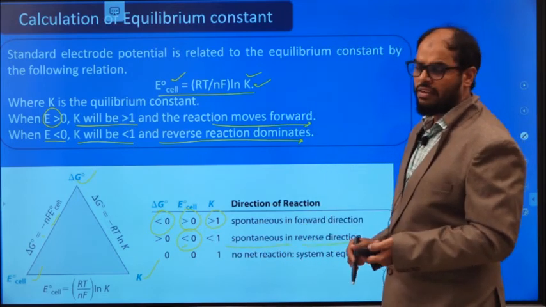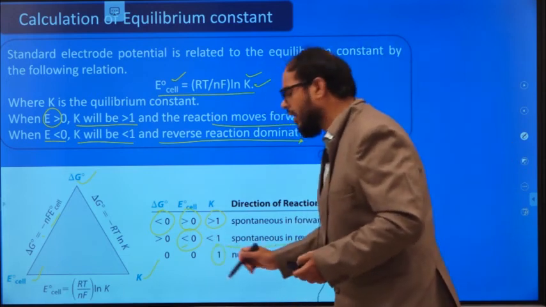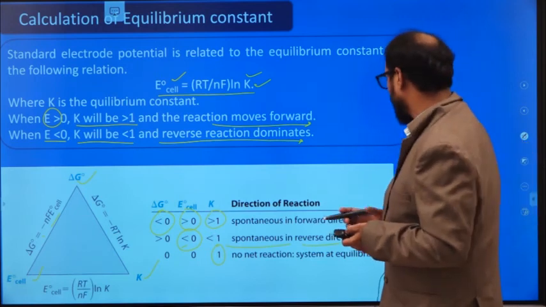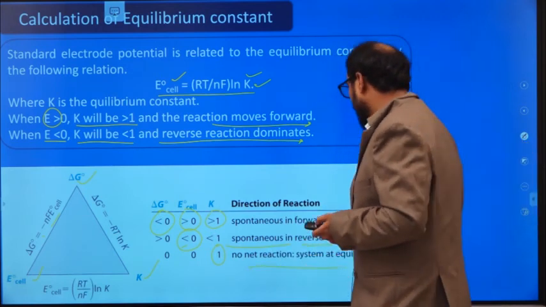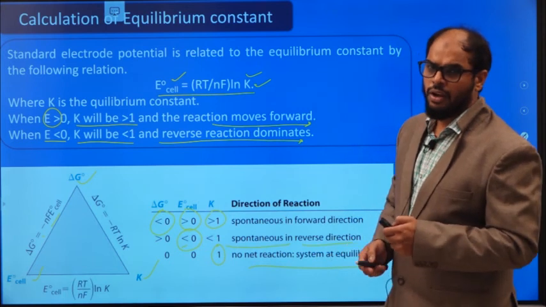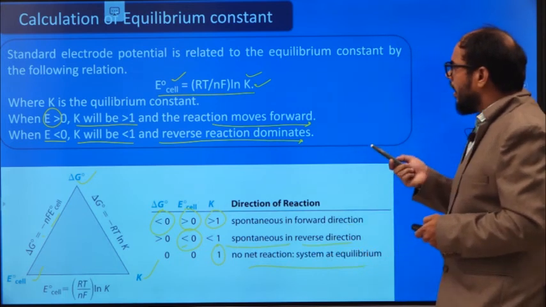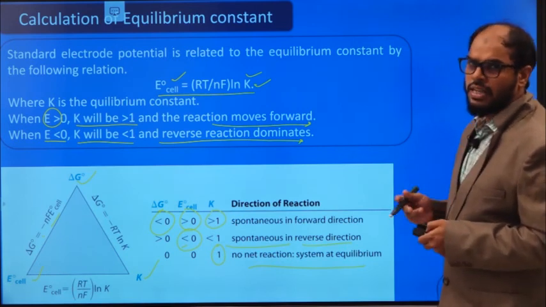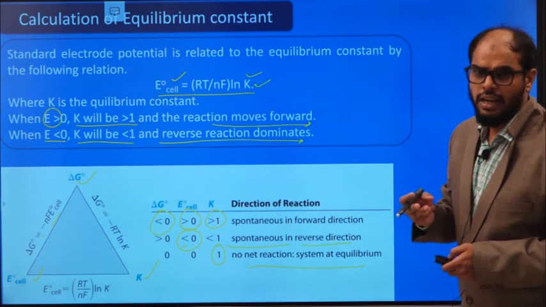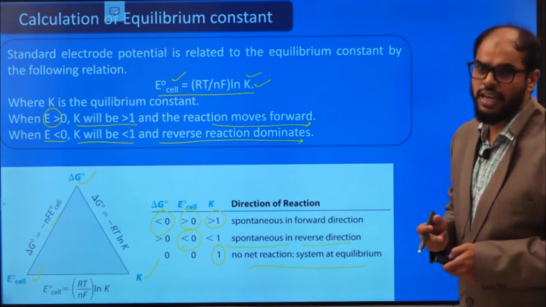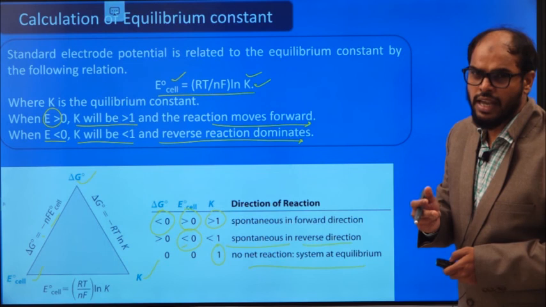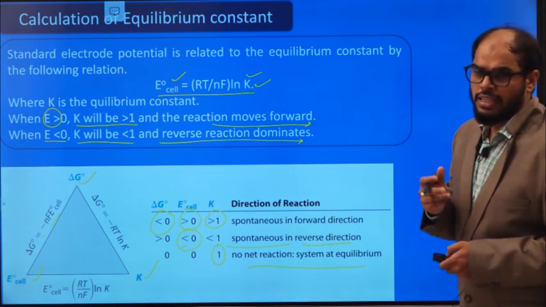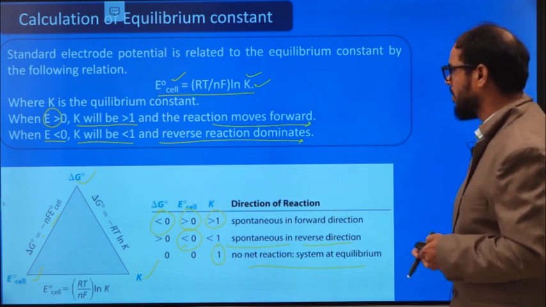And whenever the equilibrium constant is 1, that means the rate of the forward reaction is equal to the rate of the backward reaction. In those cases, the system is at equilibrium and there is no net reaction. I hope that this electrochemical series was very useful to understand some of the factors such as EMF, the spontaneity of the reaction, the liberation of hydrogen gas, the displacement of one metal by another element, as well as calculation of the equilibrium constant.